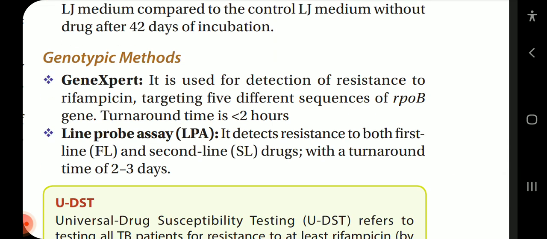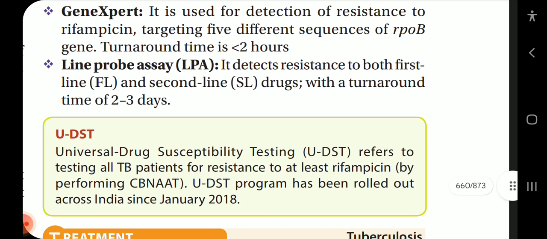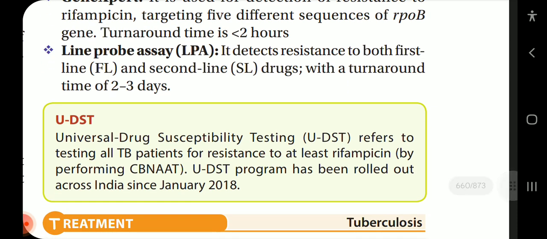Now, the genotypic method. GeneXpert is used for the detection of resistance to rifampicin, targeting 5 different sequences of the rpoB gene. Turnaround time is less than 2 hours. Line probe assay detects the resistance to both first line and second line drugs with turnaround time of 2 to 3 days. UDST, Universal Drug Susceptibility Testing, refers to testing all TB patients for resistance to at least rifampicin by performing CB-NAT. The UDST program has been rolled out across India since January 2018.